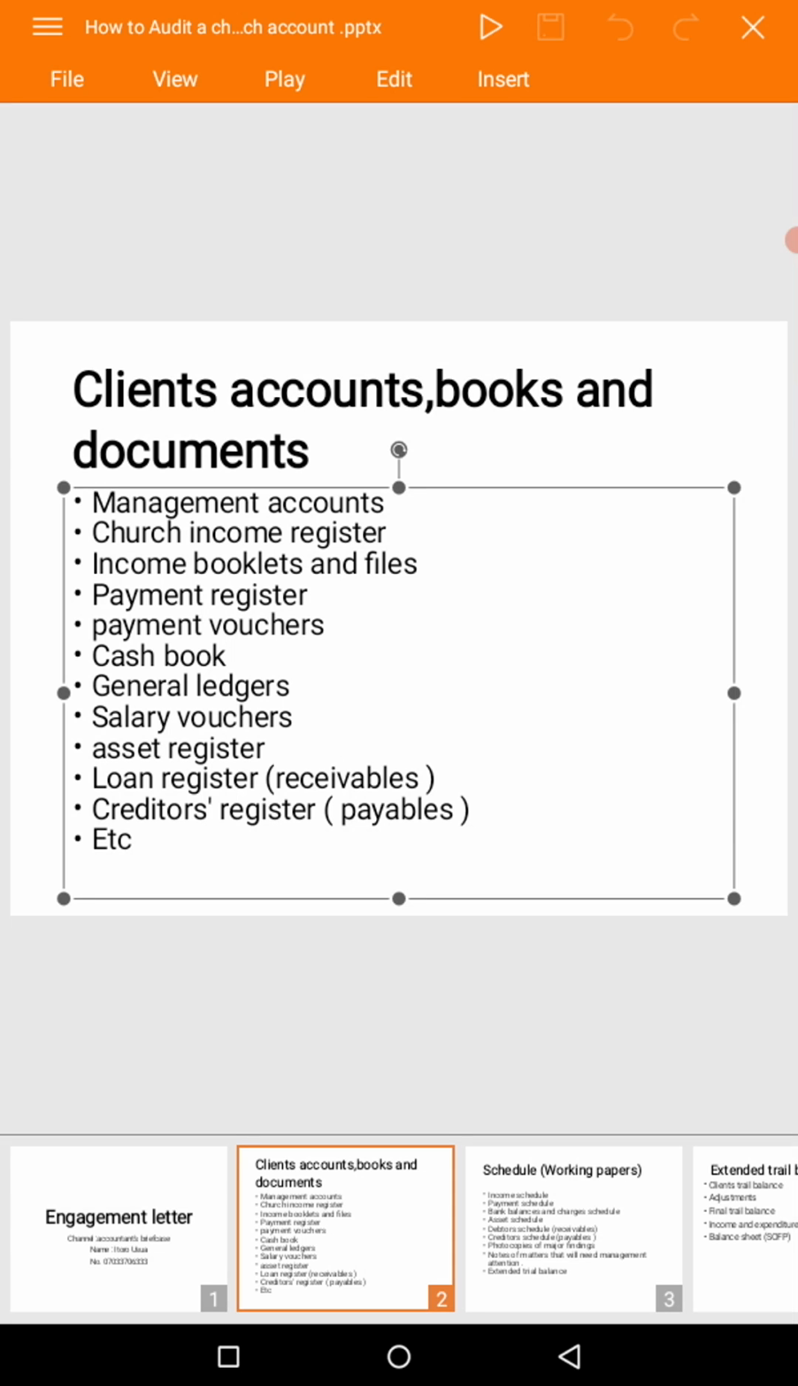Another thing we look at is the general ledger. The general ledger is actually monthly summaries of transactions, monthly summaries of payments, and monthly summaries of income that is taken to the general ledger. And then from the general ledger it is taken to the trial balance. I have not mentioned the trial balance here, but the trial balance has to form part of the management account that will be given to us.